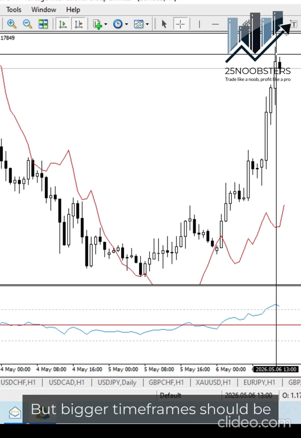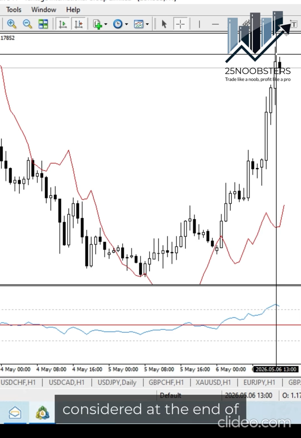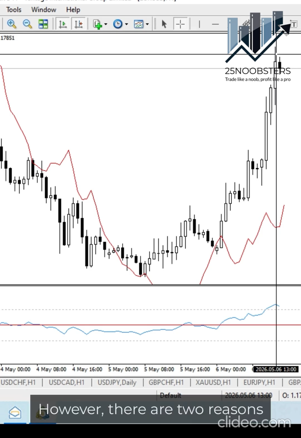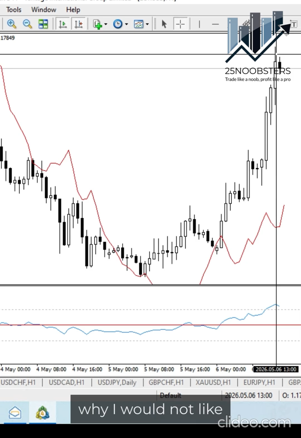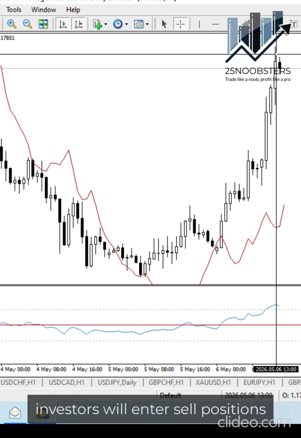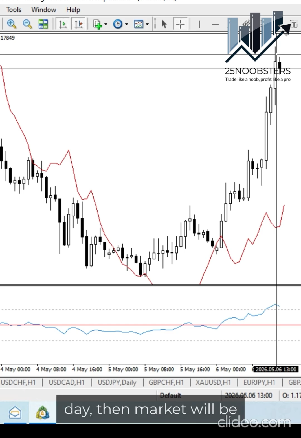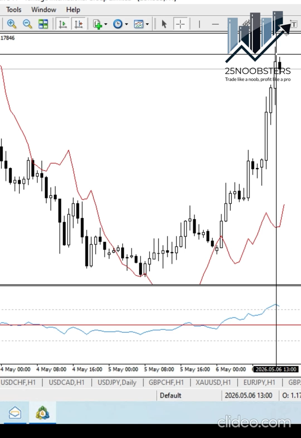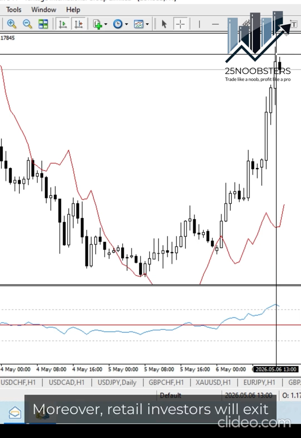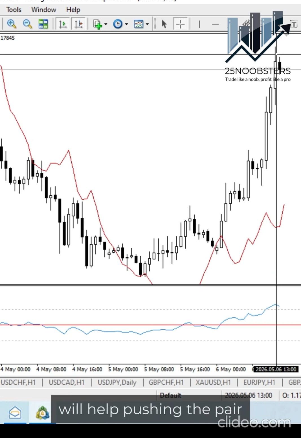But bigger time frames should be considered at the end of the day, whether you should hold on to a position or not. For example, the 4-hour and 1-hour time frames are in favor of buy positions. However, there are 2 reasons why I would not like to hold buy positions beyond the day. Number one is the negative swap, and number two, the bigger time frame is seen by bigger investors, which is why if bigger investors enter sell positions before the end of the day, then the market will be pushed to the downside. Moreover, retail investors will exit the positions by taking profit in the short term to avoid negative swaps, which also will help push the pair to the downside.